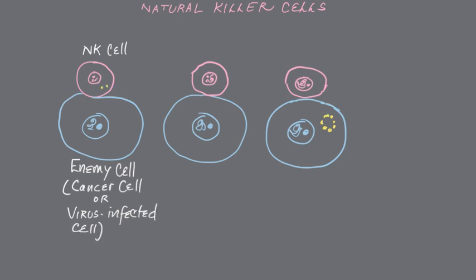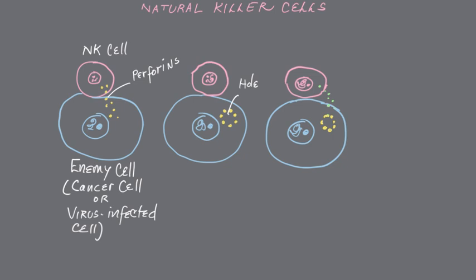So when the natural killer cell comes in contact with the enemy cell, it releases proteins known as perforins. Perforate means to make a hole, and perforin is a protein that makes a hole. So that's exactly what it does. These proteins reach the enemy cell and make a hole in them.